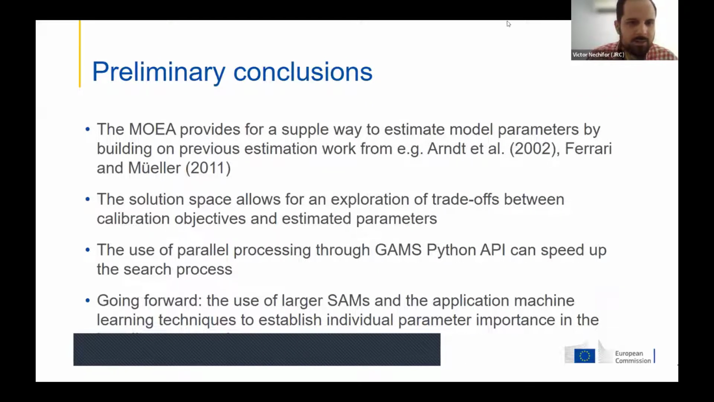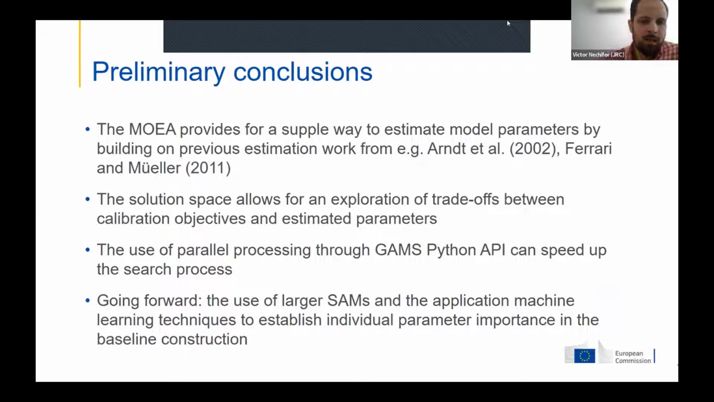These are really preliminary results that we have, but we think they're fairly promising. We consider that this MOA framework will provide a supple way to do estimation of model parameters by building on previous estimation work, like the cross entropy literature for behavioral parameter estimation. We were successfully able to put the cross entropy in as an individual metric. But in addition to that, we see that the MOA can also give us much more information. We see the full solution space along the Pareto front, which allows us to better explore the trade-offs between the calibration objectives, and also between the objectives and the estimated parameters that we will be using after the calibration process is over.